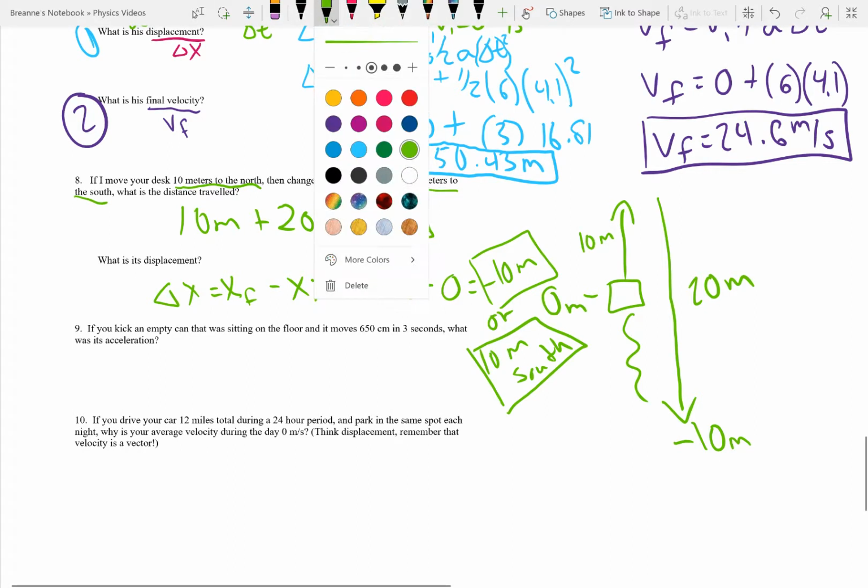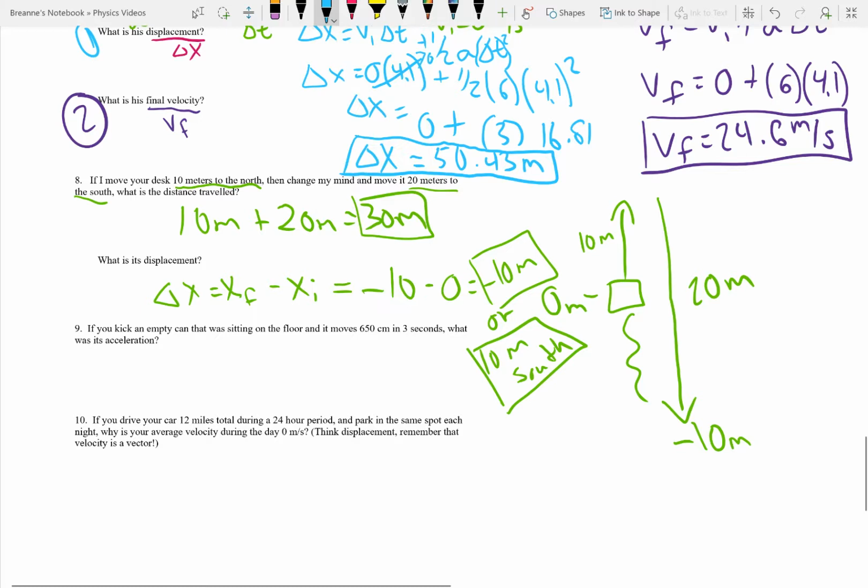So now, if you kick an empty can that is sitting on the floor and moves 150 centimeters, so that will be our displacement, in 3 seconds, so that's our time. What is the acceleration? It says it was sitting on the floor. So sitting on the floor, what does that tell us? Is it moving at the beginning? No. So our initial velocity is going to be 0.